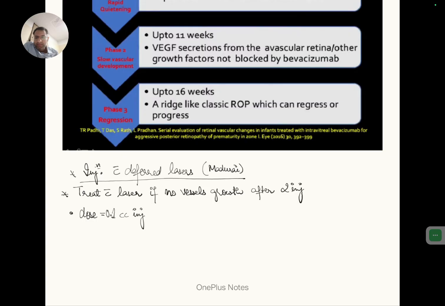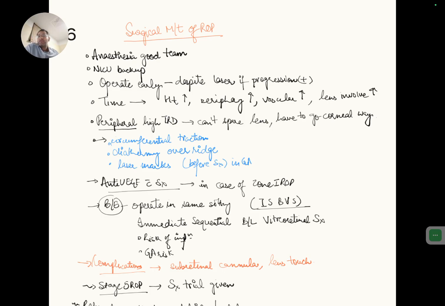There, the babies were treated with laser if no vessel growth was there even after the second injection, and the dose was taken as 0.1 cc injection. Next option is the surgical. After lasers and injection, next option is surgical management of ROP.